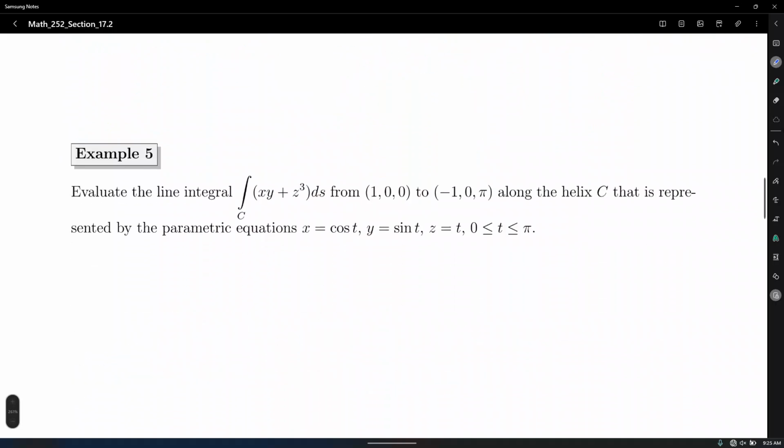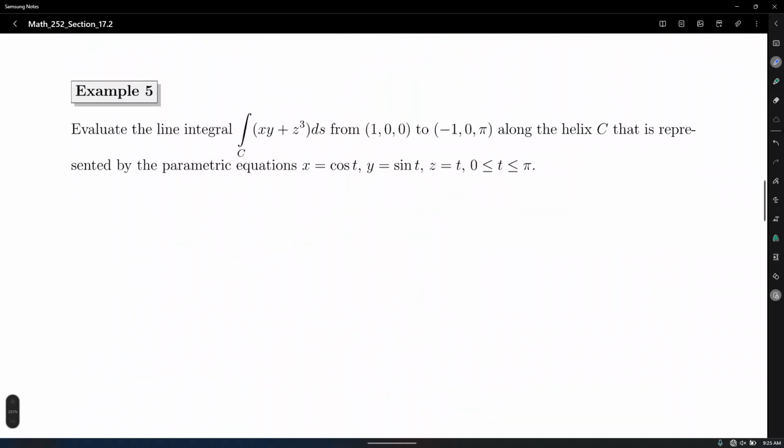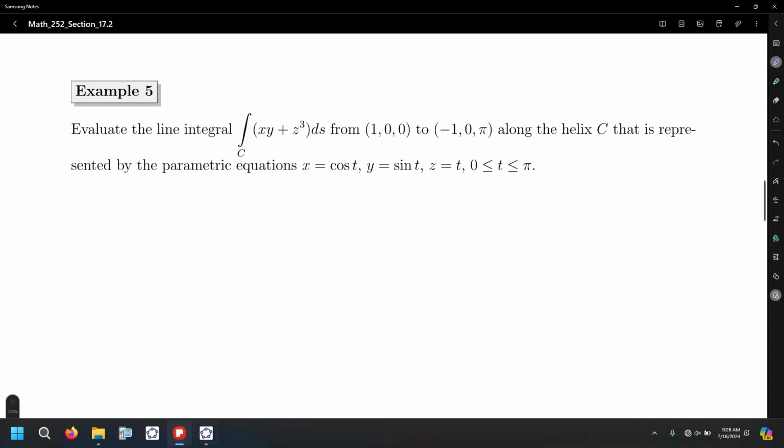Example number 5, that's our second integral in terms of t. Evaluate the integral of xy plus z cubed from the point (1, 0, 0) to the point (-1, 0, pi) along the helix c that is represented by the parametric equations x equals cosine t, y equals sine t, z equals t. Do you remember the helix we did in GeoGebra? Let's see if we can represent it.